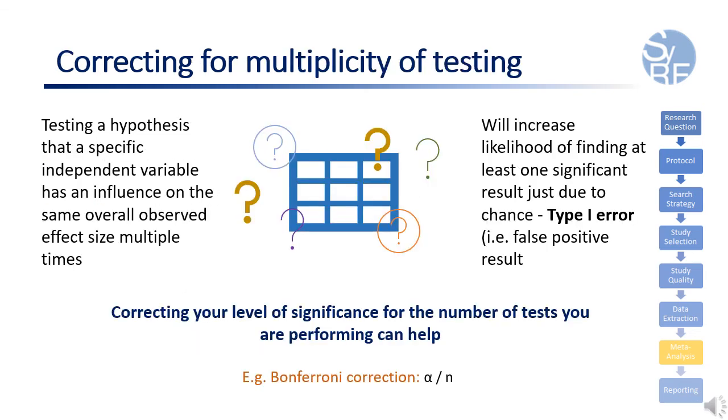Of course, if you're looking at the influence of a list of different study variables on the same dataset, then you are also testing multiple hypotheses on the same dataset, and your likelihood of one of them being significant due to chance increases with each test that you do. This is called a type 1 error, and when you interrogate the same dataset multiple times, you're increasing your likelihood of this type 1 error. Correcting your level of significance for the number of hypothesis tests you are performing can help to overcome this issue. And by altering the p-value to a more stringent value, we can make committing a type 1 error less likely.